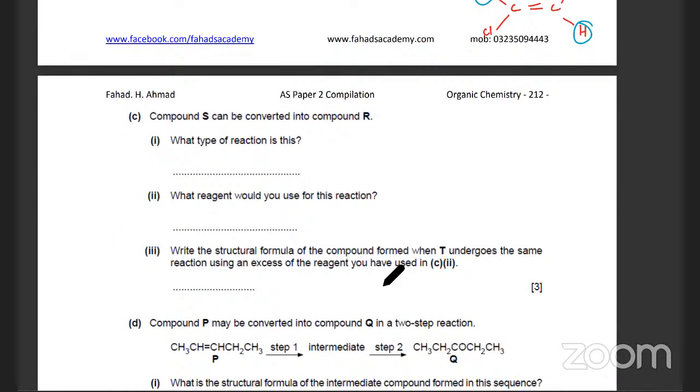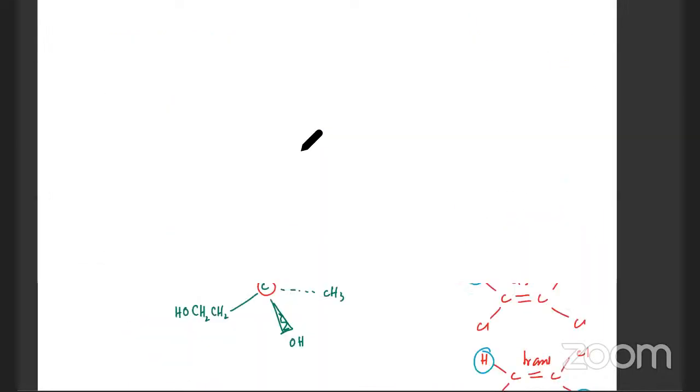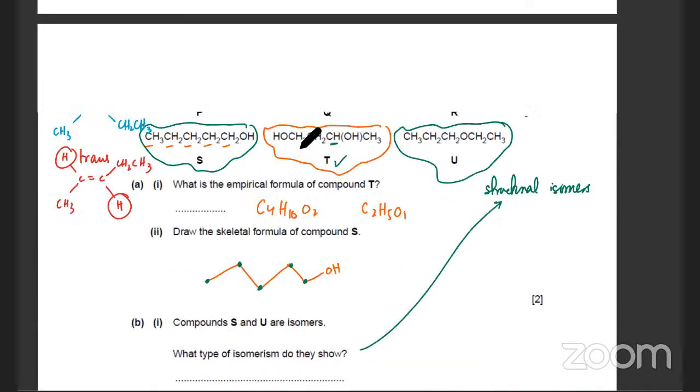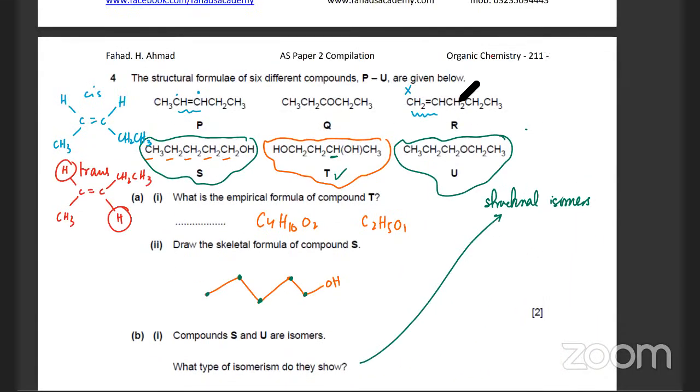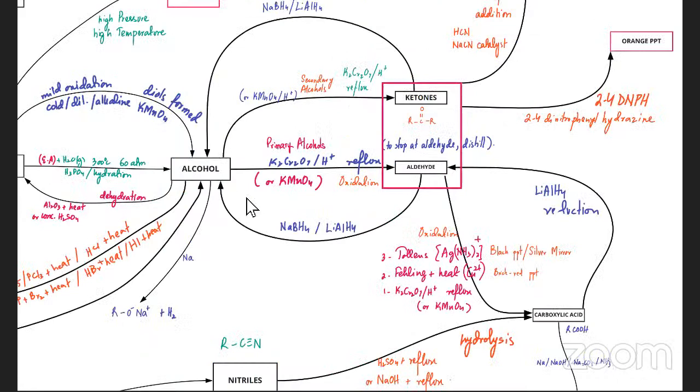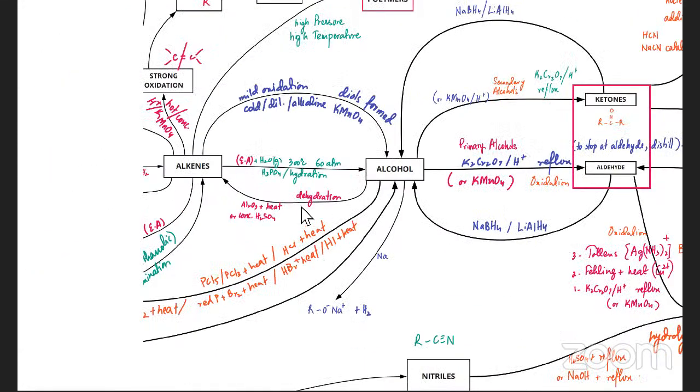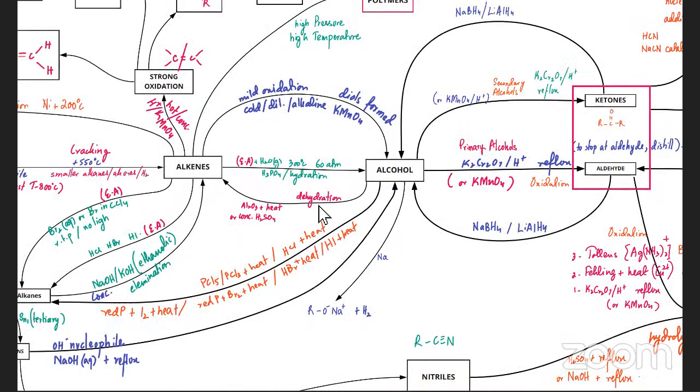Then you're coming to reactions. Compound S can be converted into compound R. What type of reaction is this? So S to R, you've got an alcohol, it's turning back into an alkene. So look at the chart. What happens? You've got an alcohol. It's called dehydration or elimination. You've got an alcohol, it turns back into an alkene. What happens is that the OH is lost.